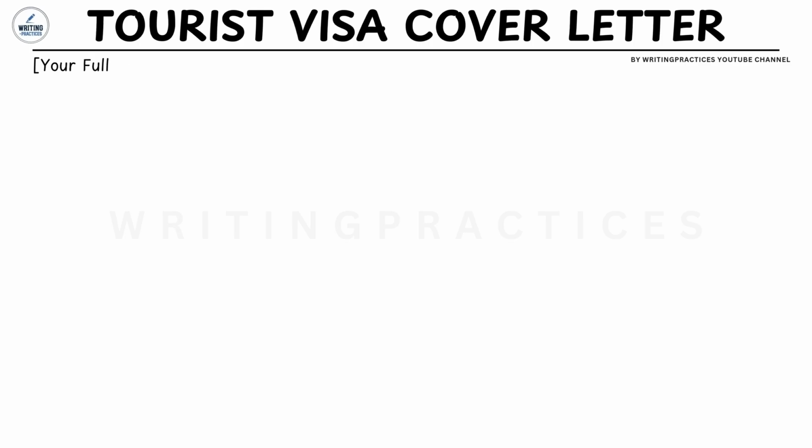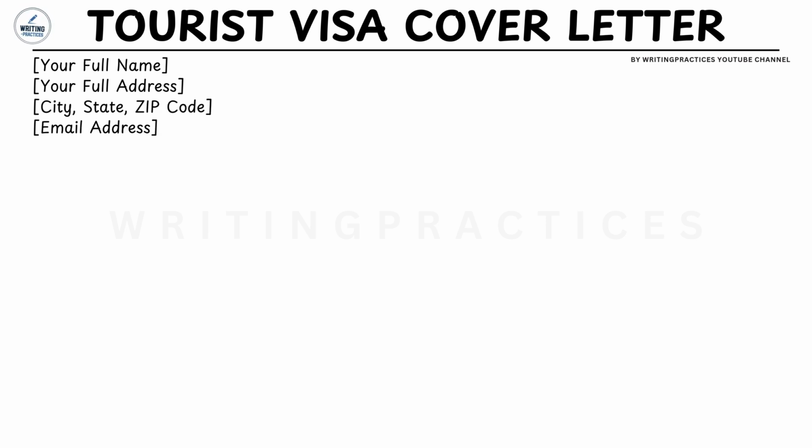Your personal information. The very first part of your letter should include your personal contact details. These appear right at the top and are aligned to the left. You want to start with your full name, followed by your full address, your city, state, and zip code. Then add your email address and phone number. This section is important because it clearly identifies who is sending the letter and provides contact information in case the visa officer needs to follow up.